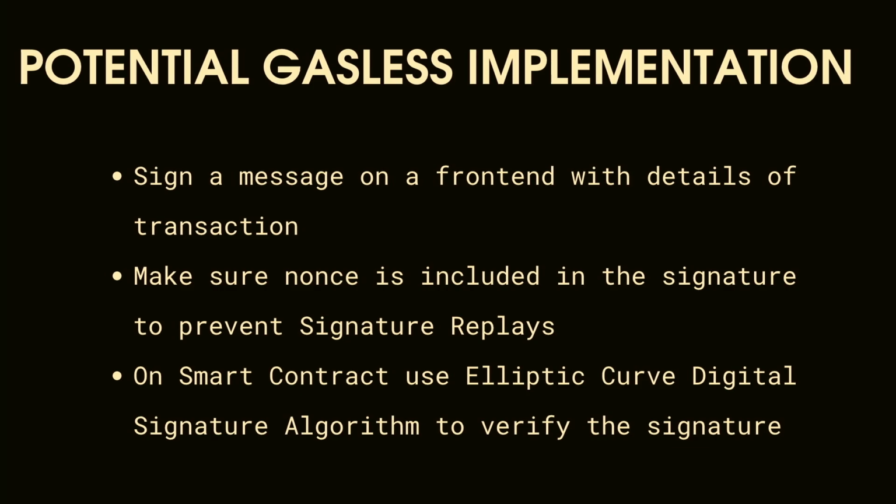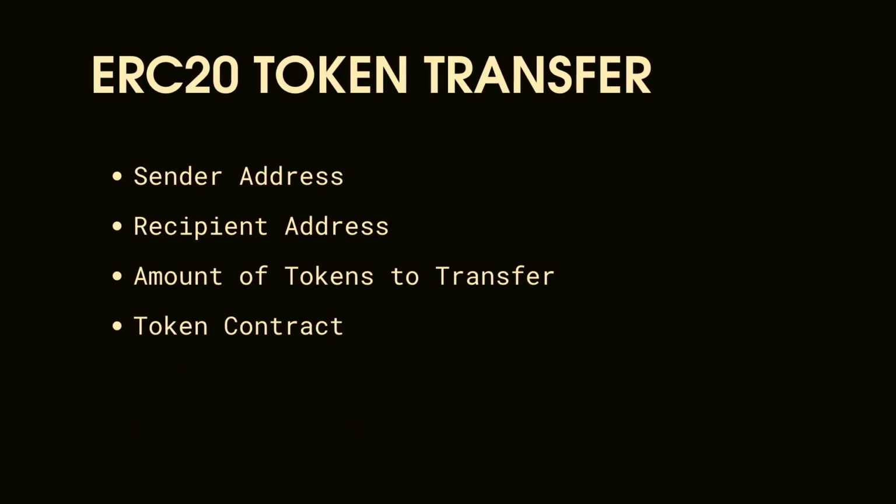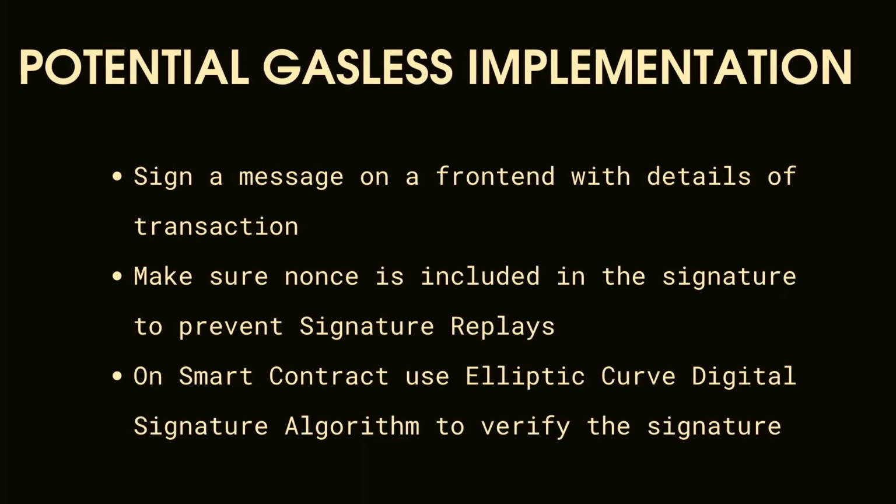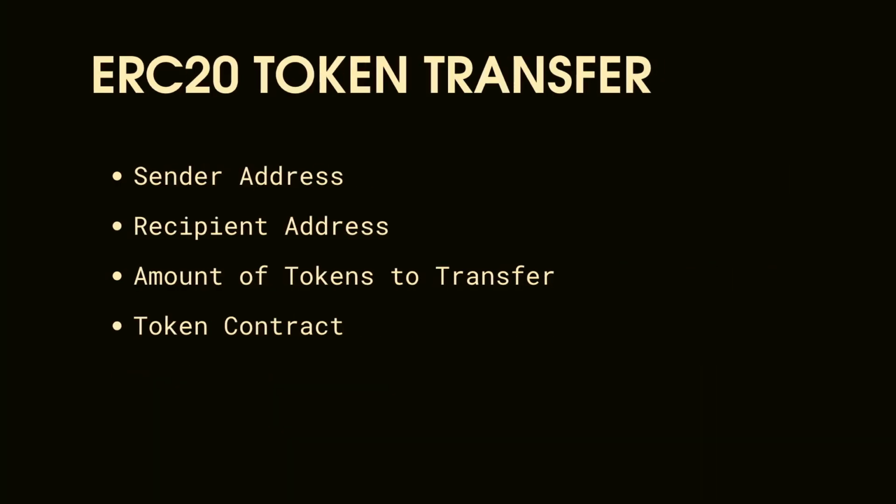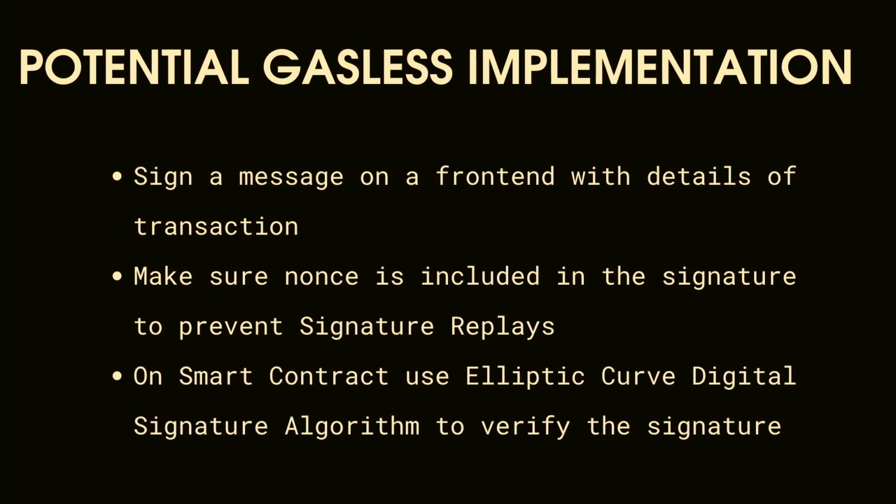Now, a potential gasless implementation is, rather than just sending the ERC20 tokens, what if we sign a message on the front end with the details of that transaction, the details that were all listed here. We make sure that the nonce is included in the signature to prevent any signature replay. Whenever you're forwarding a signature over to some other entity, to some other smart contract, one thing they can potentially do is take that signature and reuse it over and over again. So having that nonce and checking for it is going to help you prevent that security issue.